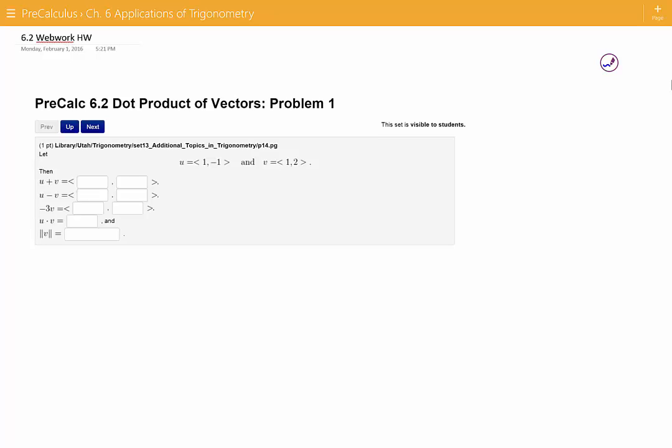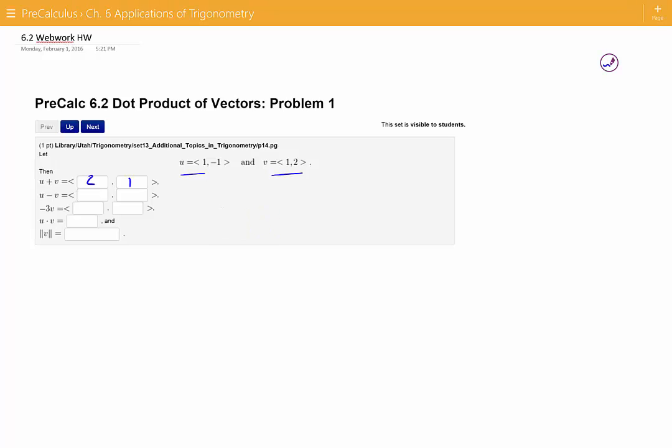Okay, this is 6.2 homework help. The first problem wants us to add these two vectors u and v together. When we add vectors, we just add the x components and add the y components. So 1 plus 1 gives us 2, and negative 1 plus 2 gives us 1. So that's our answer for the first one.